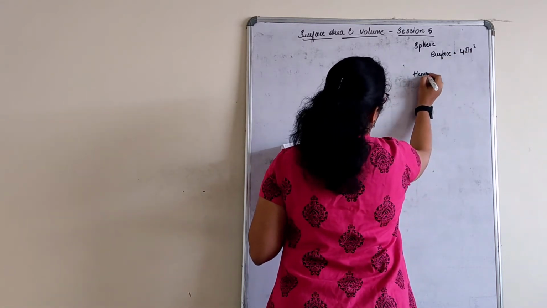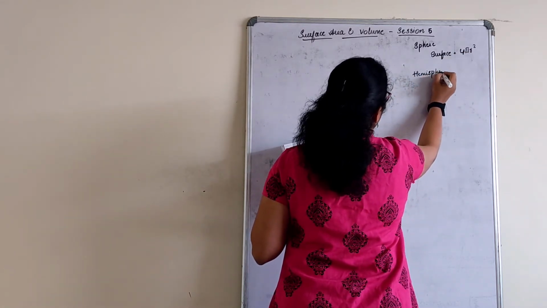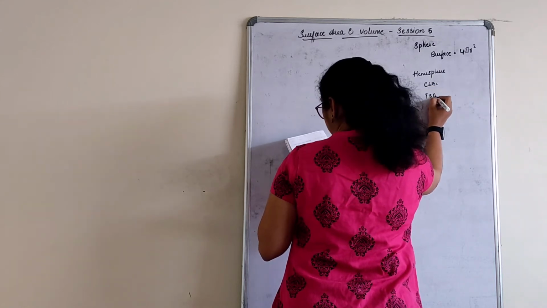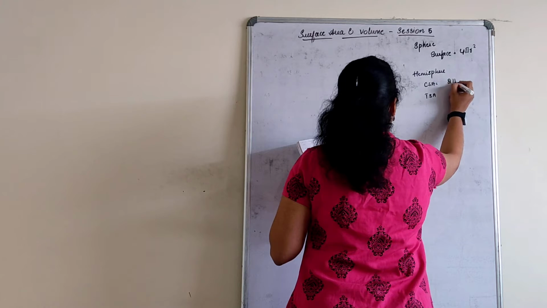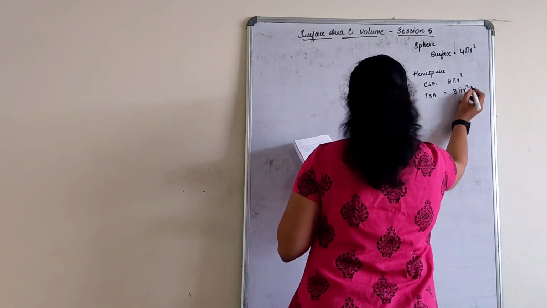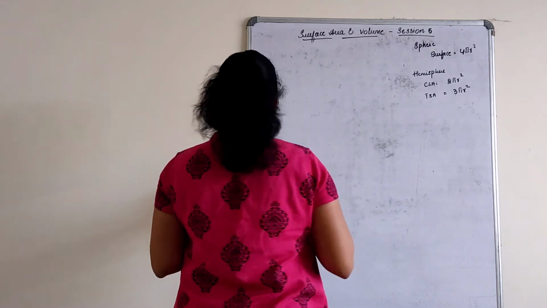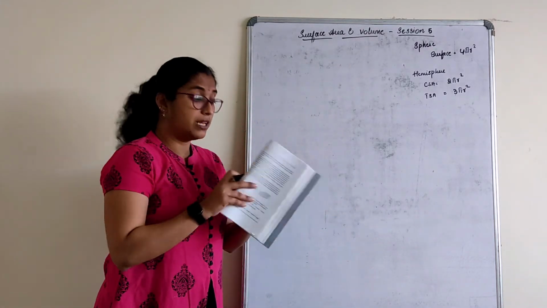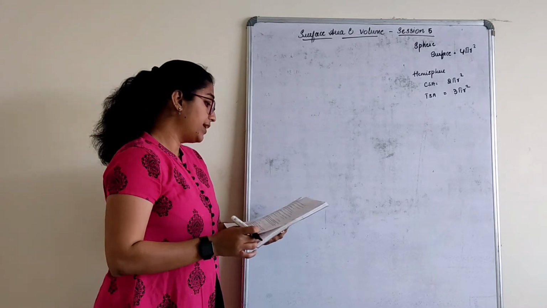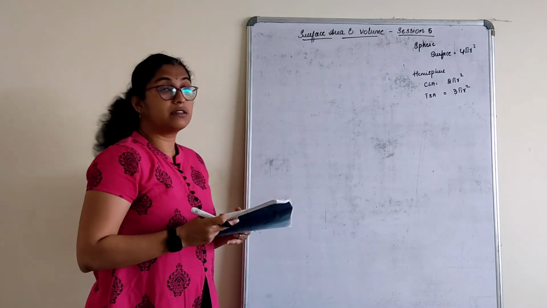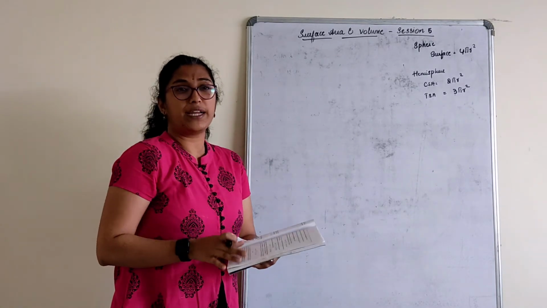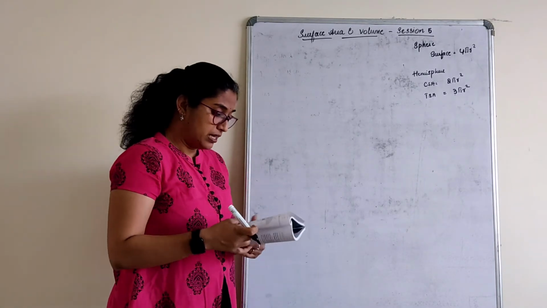When we talk about a hemisphere, there are CSA and TSA. CSA is 2 pi r square and TSA is 3 pi r square. With respect to these formulas, let us find out quickly. Whenever we deal with a sphere, the only question given is about surface area, so we should know that the CSA and TSA are the same for it.